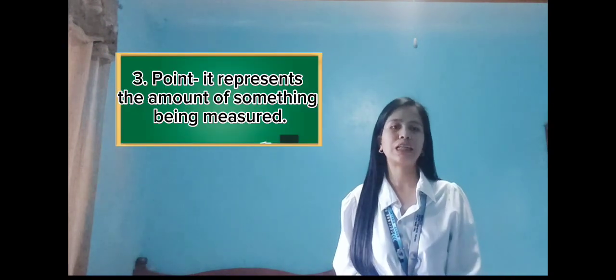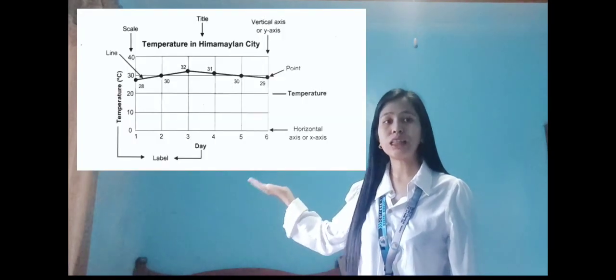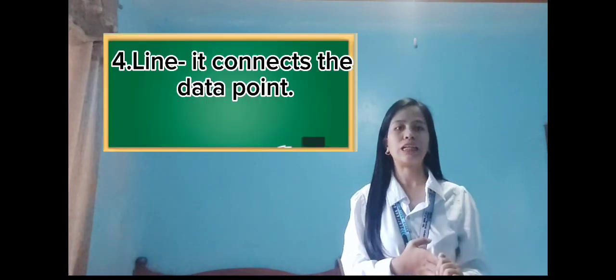And the third one is the point. It represents the amount of something being measured. So in the graph, the points represent the temperature in Himamaylan City over how many days? We have 6 days. Very good.